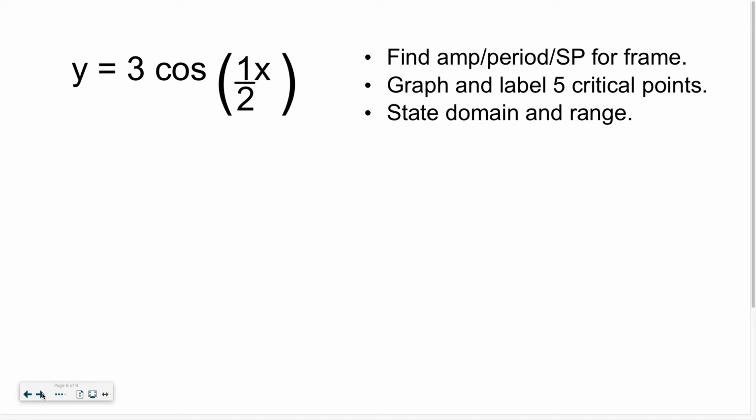Okay, let's graph this one. Y equals 3 cosine 1/2 x. With your pods, do amplitude, period, and starting point, and I'll call on you guys here in just a minute. So I would talk with my pod so you have an answer. I'll call on whoever I want. Period, amplitude, starting point.